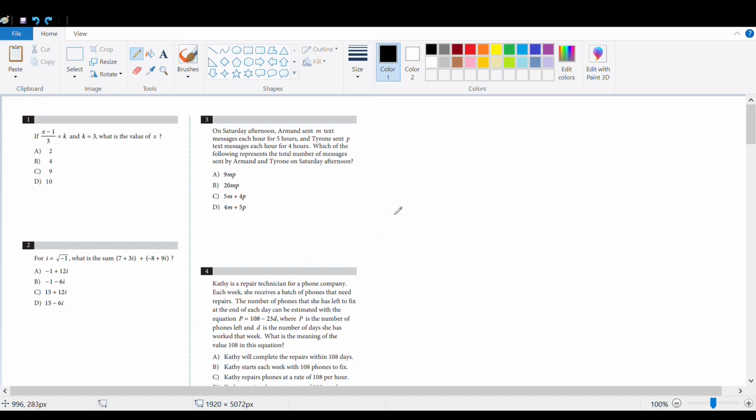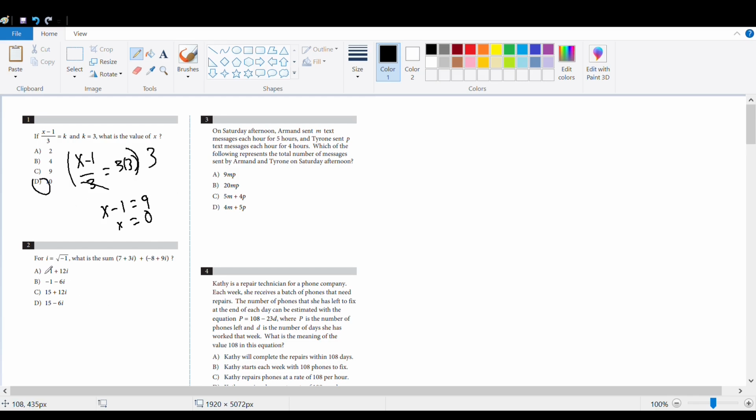So here I'm just going to do a run through and just show you my thought process for every single question. So for number 1, if x minus 1 over 3 equals k and k equals 3, what is the value of x? This one is very simple. So you just plug in 3 for k and we get x minus 1 over 3 equals 3. We multiply by 3, and this gets rid of the 3 here. We get 3 times 3, so x minus 1 equals 9. So x equals 10, which is D.